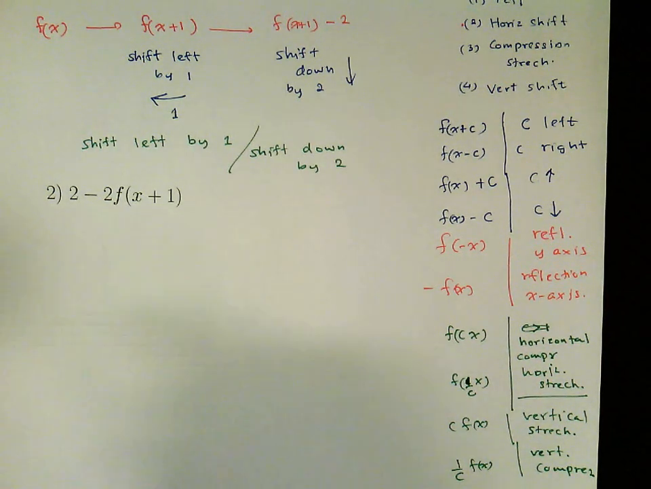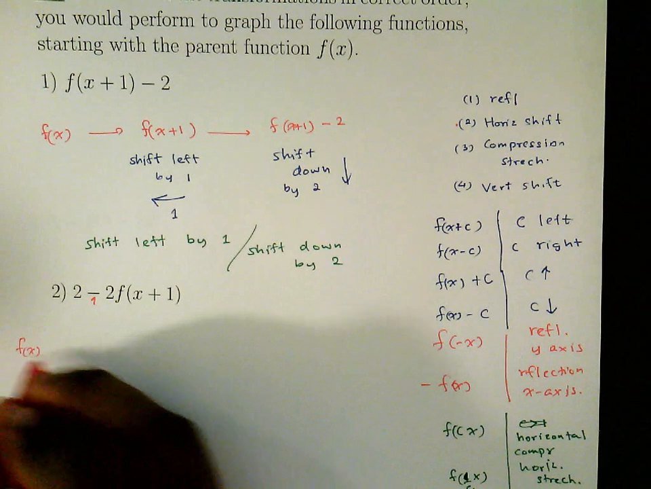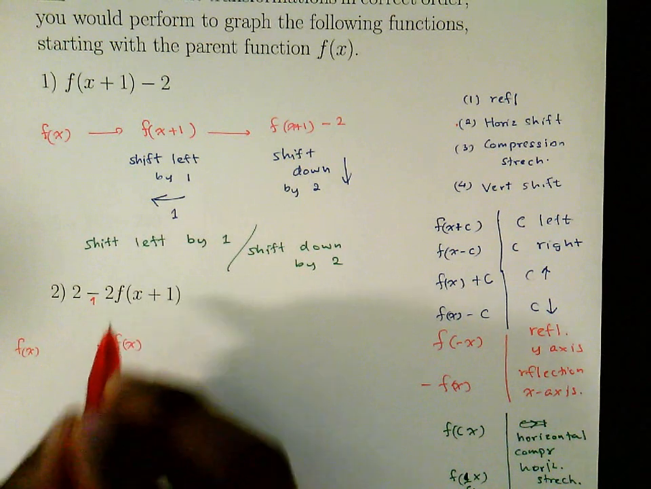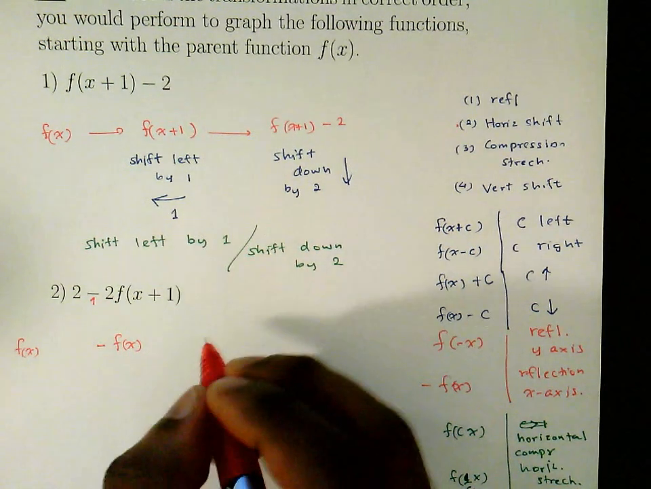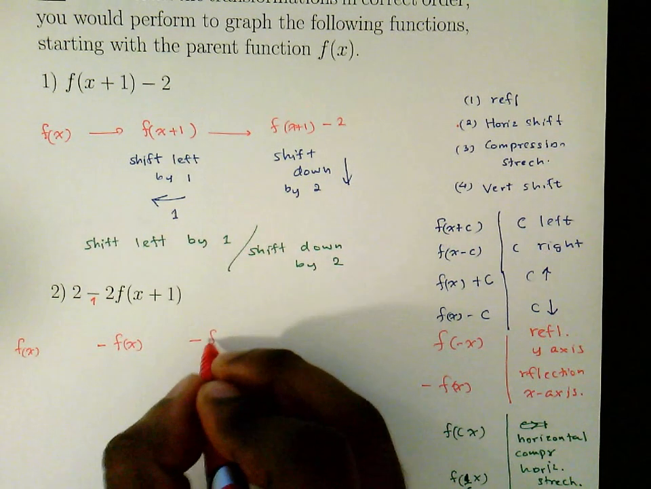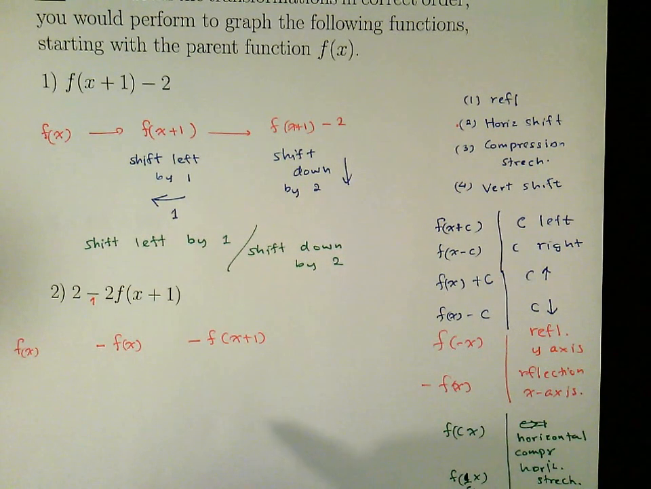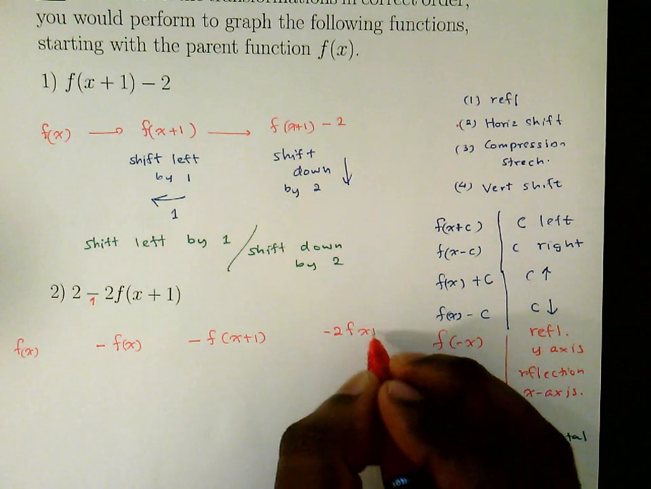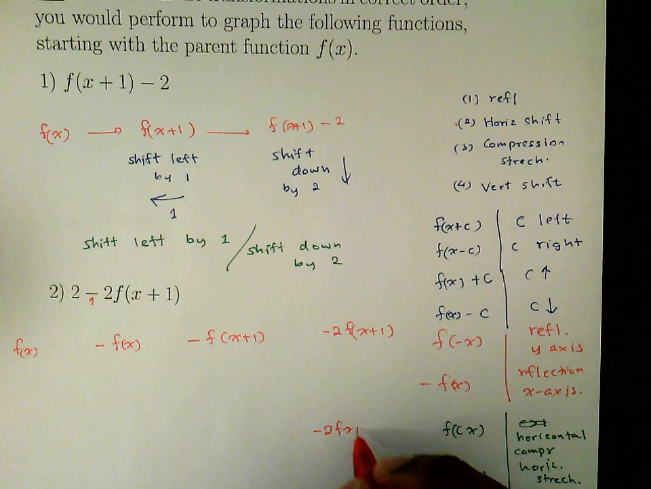So let's see how we can do this. So let's start. Reflections, well, there's a reflection here, so we start from f(x), but we reflect so that I get negative f(x). See, I did not do -2 because I'm doing it one at a time. Okay, and then I would do negative f of (x plus 1) because the next one would be horizontal shifts.